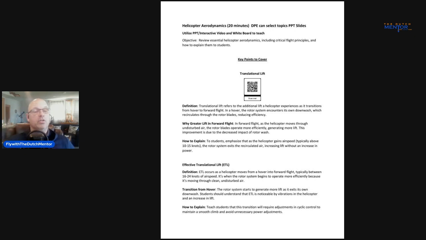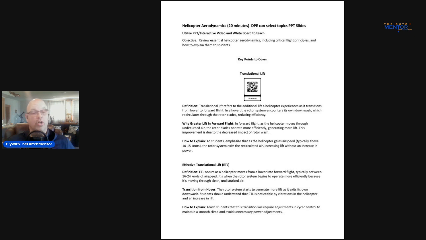So how will we teach something like this? Well, to the student, we can emphasize that as the helicopter gains airspeed, typically above the 10 to 15 knots at translational lift, the rotor system exits the recirculated air, increasing lift without an increase of power.